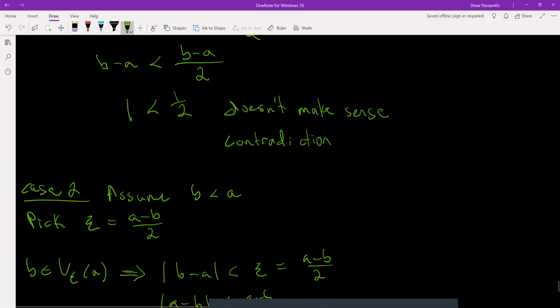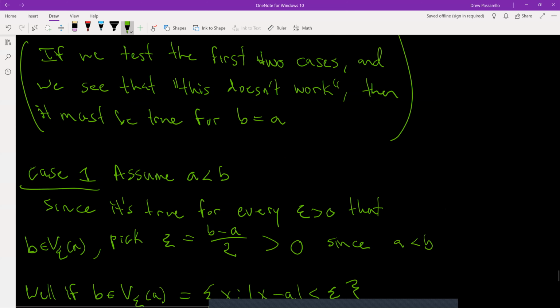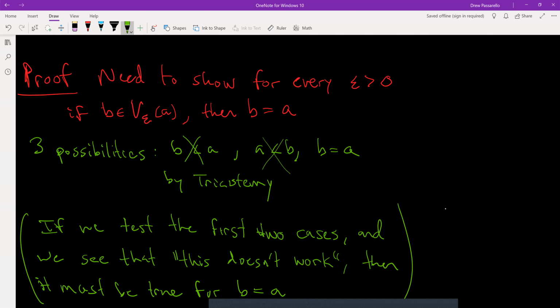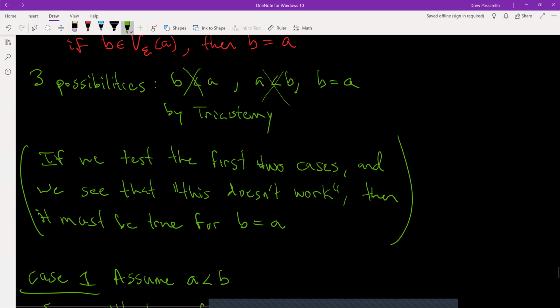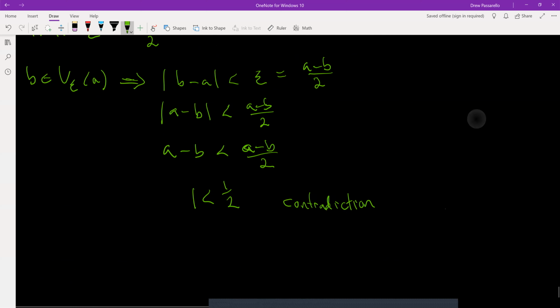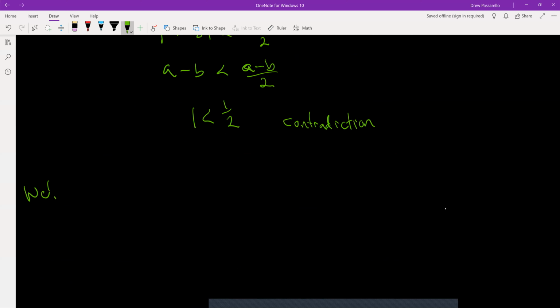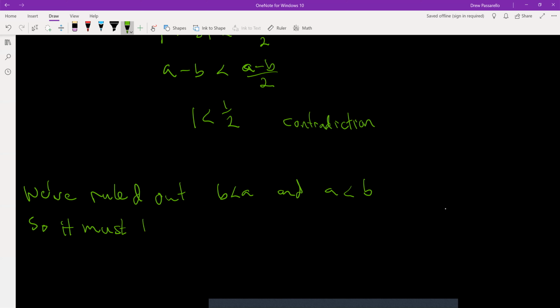All right, hence I ruled out the first two cases, so it must be that B is equal to A. All right, so proof's done. So if we've ruled out that B is less than A and A is less than B, it must be that B is equal to A. All right, and I usually do that to indicate the proof's complete.